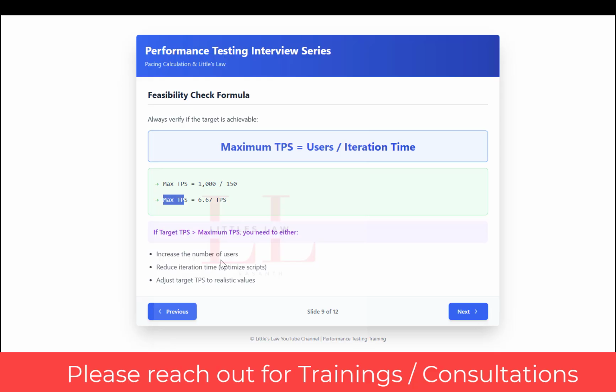And now here is the rule: if your target TPS is greater than the maximum TPS, the test is not feasible. So to make it feasible, we need to either increase the number of users dramatically, or reduce the iteration time by optimizing our script, or adjust the target TPS to realistic values. This feasibility check will actually save us hours of troubleshooting in real projects.